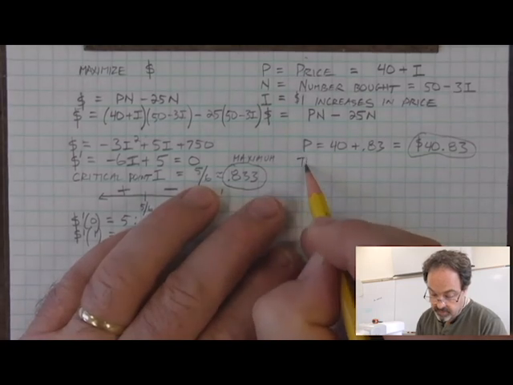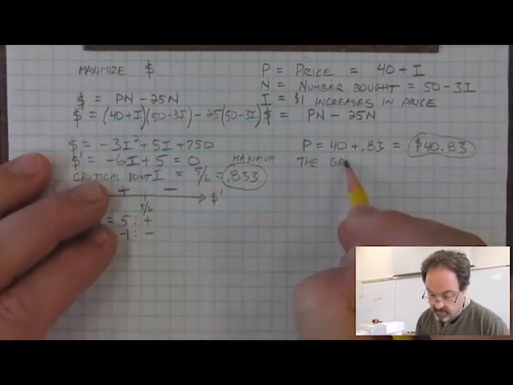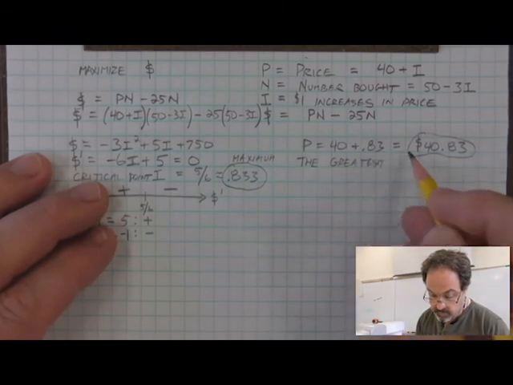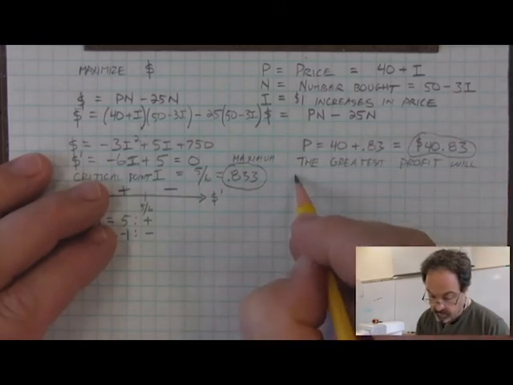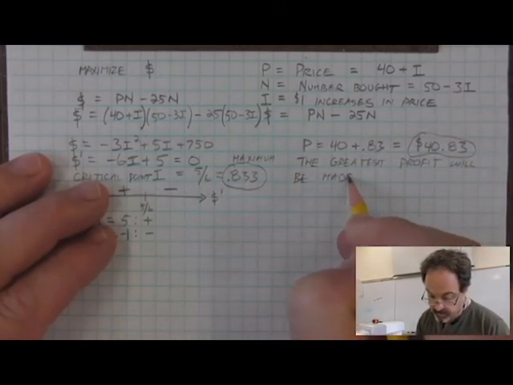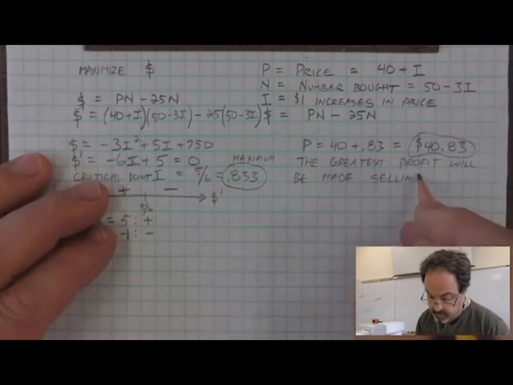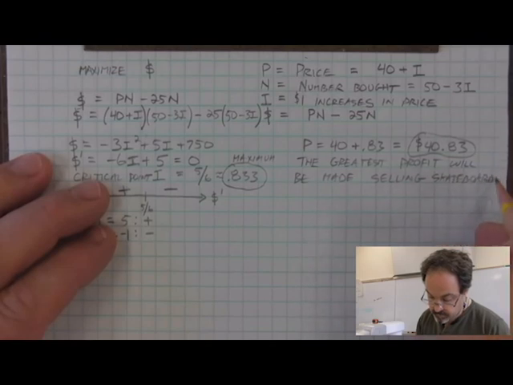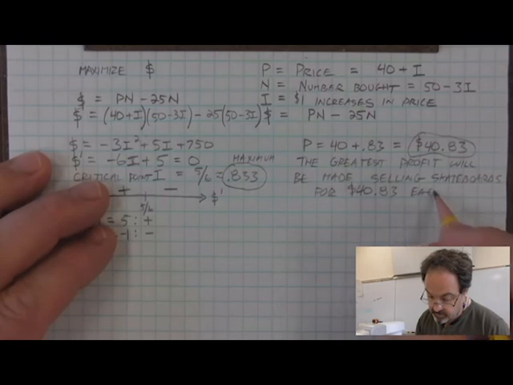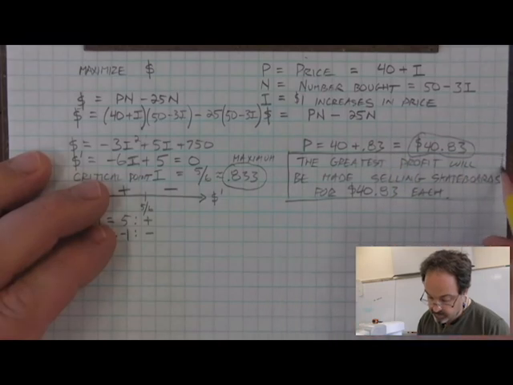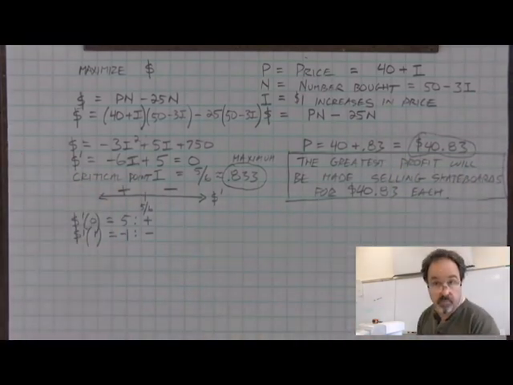In this case, I can say, the greatest profit will be made selling skateboards for $40.83 each. And that is the final answer to this contextual optimization problem.